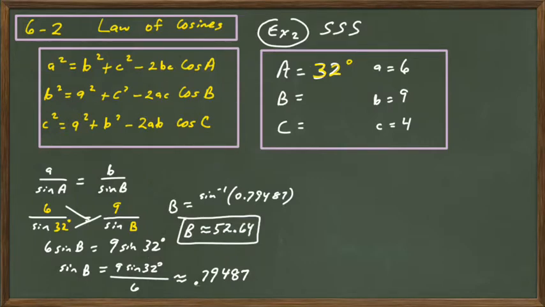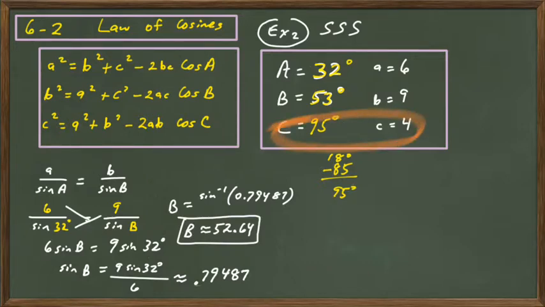52.64. To the nearest degree, I would call that what? 53, I believe. Now, do I have to do another law of sines? Now I can add them and subtract from 180, right? Those, I believe, add to 85. If you subtract from 180, that leaves you what? 95 degrees. Last check. Is the biggest side opposite the biggest angle?